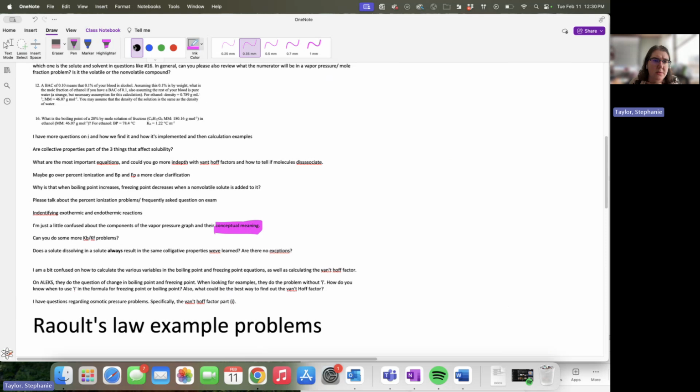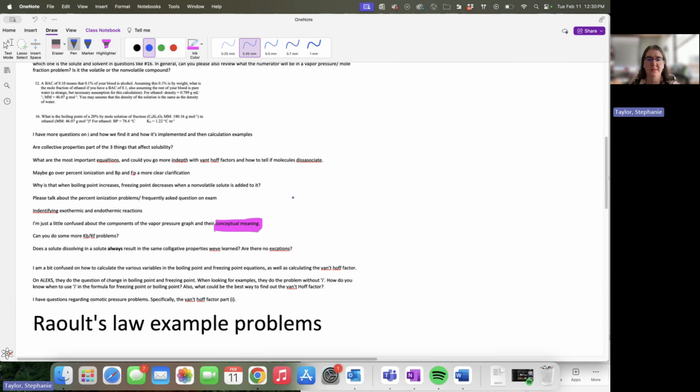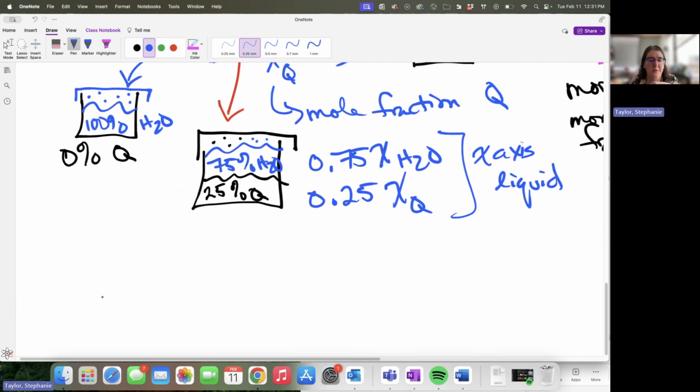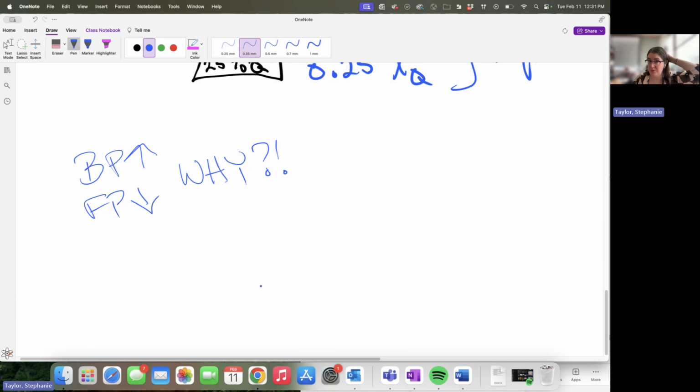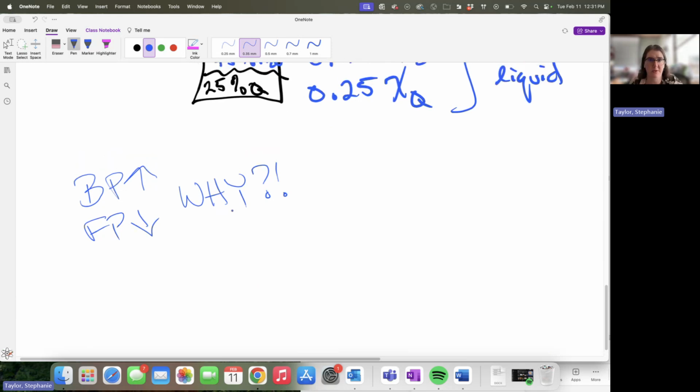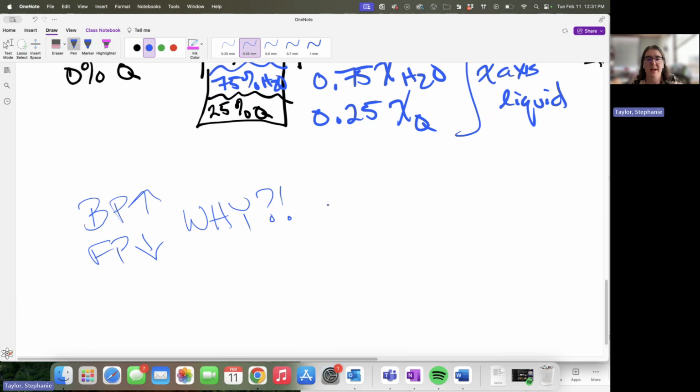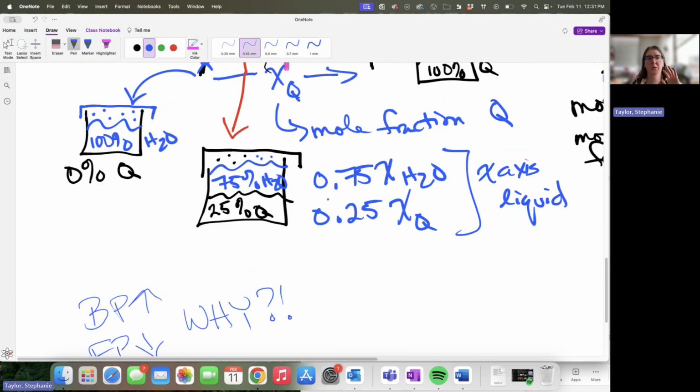So one of these questions actually does relate a bit to vapor pressure. Why is it that when boiling point increases, freezing point decreases? So this whole notion of my boiling point increasing and my freezing point decreasing, and why? And the thing is that these are for two different reasons. They both have to do with the solute, don't get me wrong, but the words we're going to use to describe this are different.